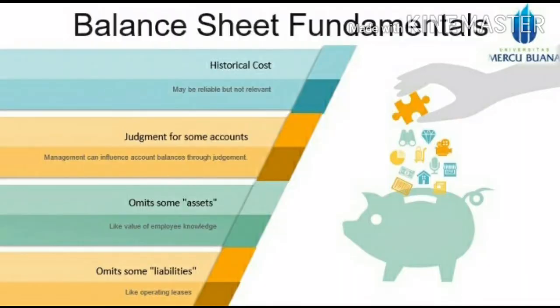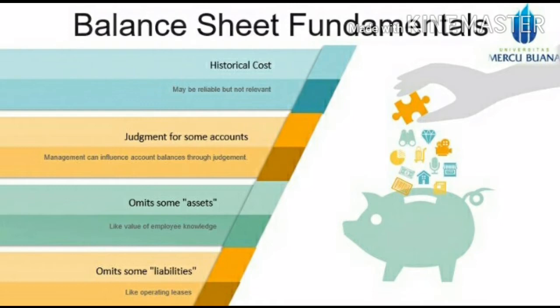There are historical costs, judgment for some accounts, omit some assets, and omit some liabilities. Historical costs. What is historical cost? Historical costs may be reliable but not relevant. And what is judgment for some accounts? Judgment for some account is management can influence account balance through judgment.